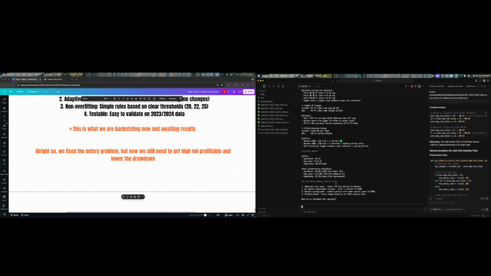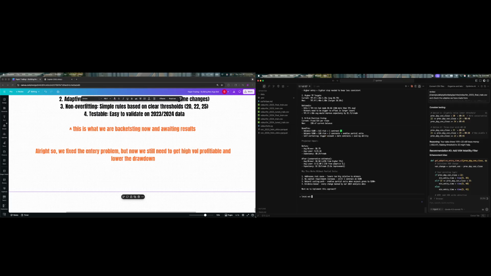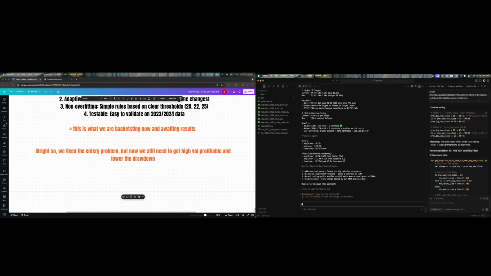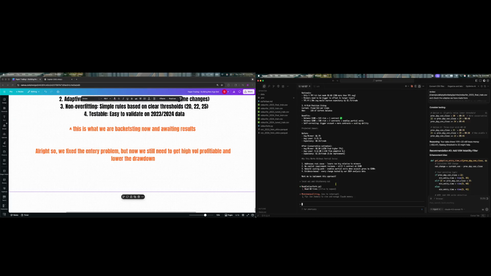All right. Let's test this theory out. Yes, because you can exit one contract. If you have two contracts, you can exit one and keep one. That's a partial exit.